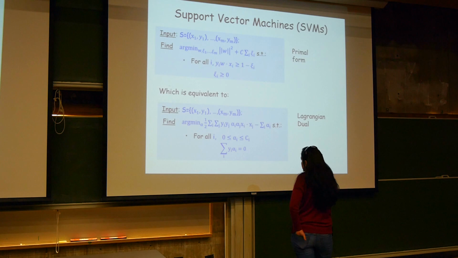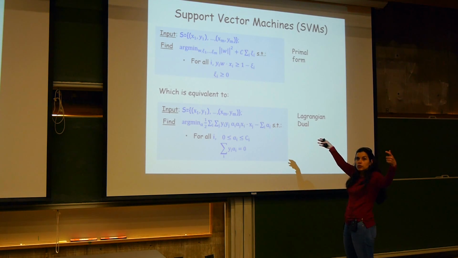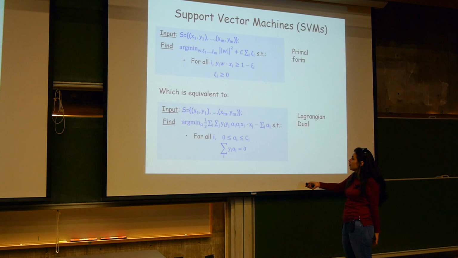In the original form, what were my variables? w1, w2, up to wn, where n was the dimension of the input space. Now in the dual formulation, I'm going to have variables alpha 1, alpha 2, up to alpha m, where m is the number of data points. And it turns out that the objective function looks like this.